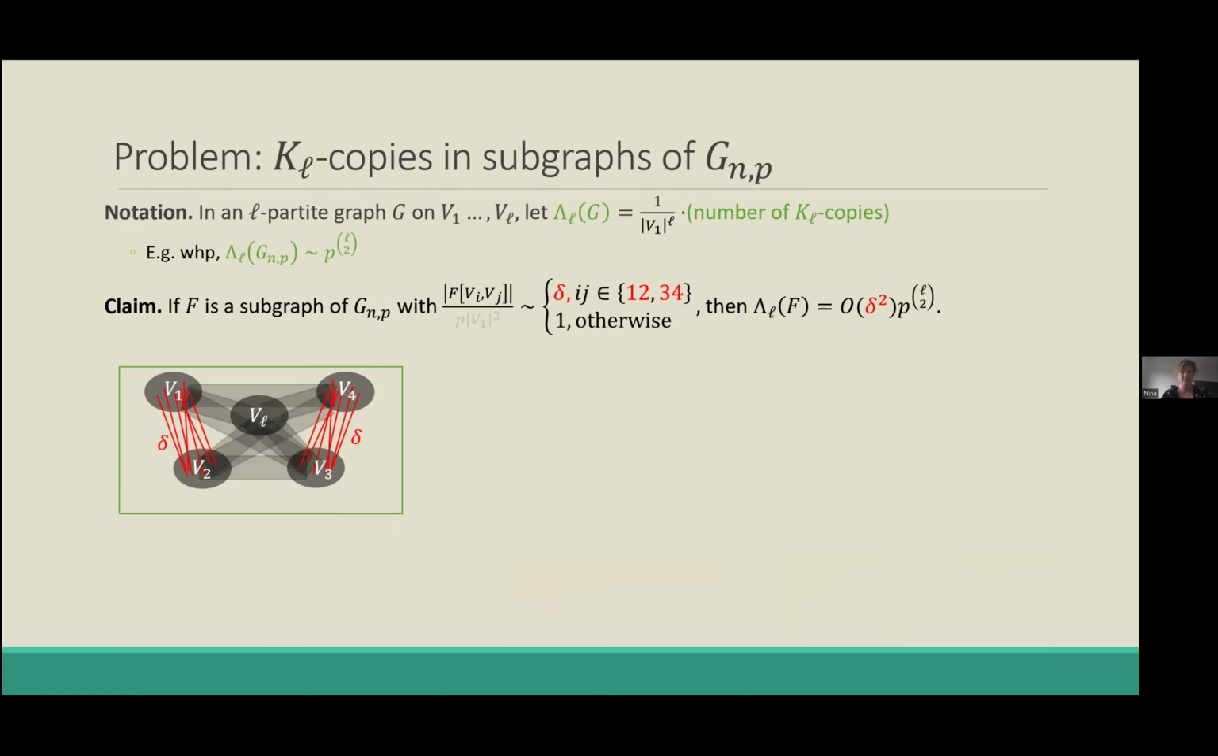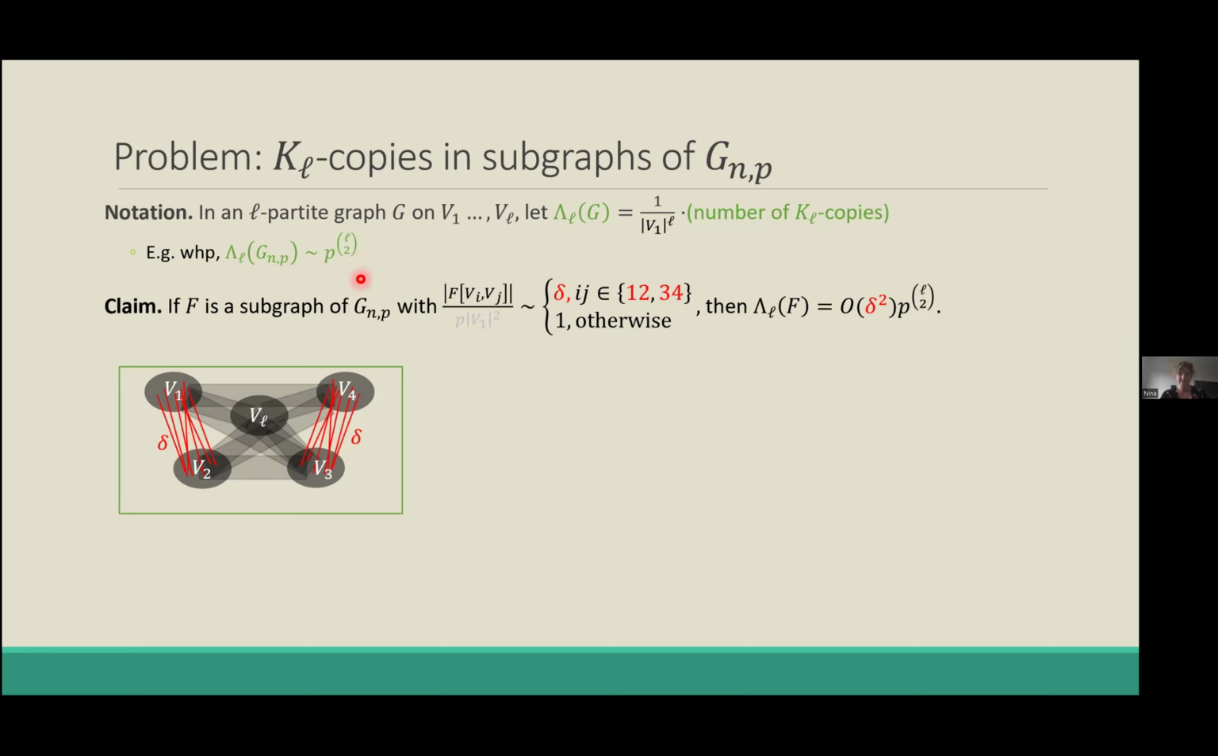Okay, so here's the notation. For an arbitrary graph G, we denote by lambda L of G the proportion of KL copies contained in this graph. So we're just dividing by V1 to the power L to focus on the proportion of KL copies. So for example, in the random graph itself, this expected proportion of KL copies will be P to the L choose 2, because each specific L tuple will form a clique with probability P to the L choose 2.